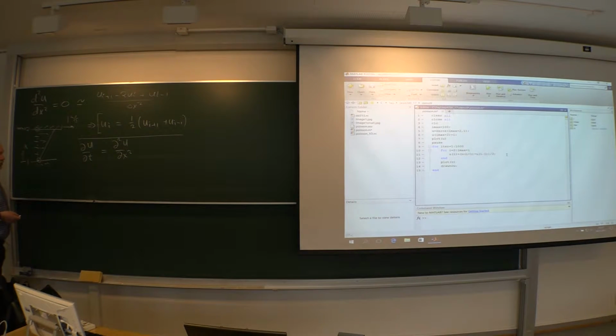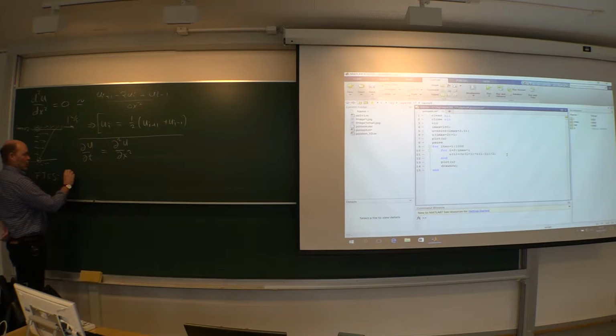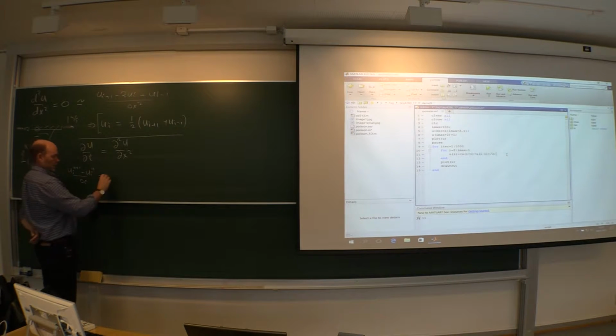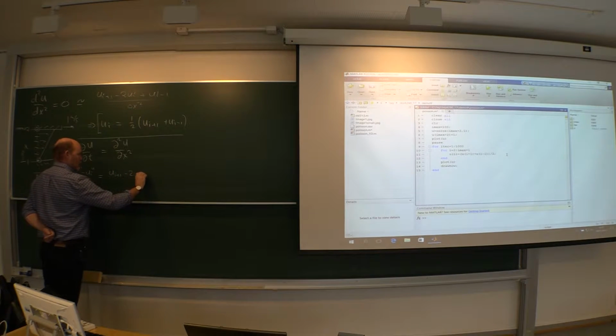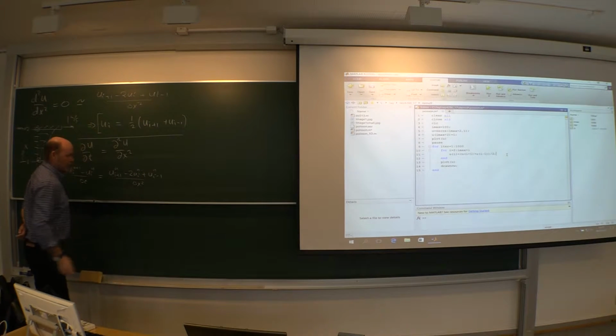How would that one be solved? Well, I use forward time, central space scheme, straightforward. So then you will have u_i, new time level, minus the old one, over delta t equals, and then on the other side, u_{i+1} minus 2u_i plus u_{i-1}, divided by delta x square, and then everything at the old time level, like that.